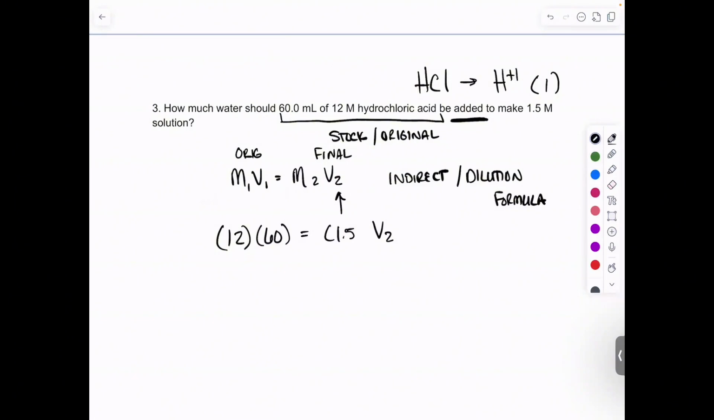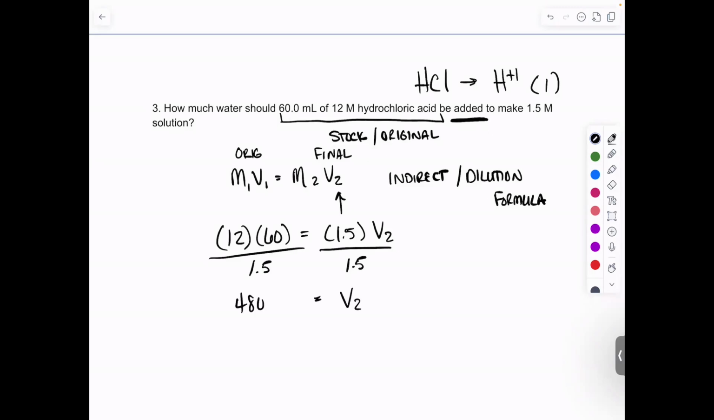Then we'll just divide out algebraically. So 12 times 60 divided by 1.5. We're going to get 480 mils.